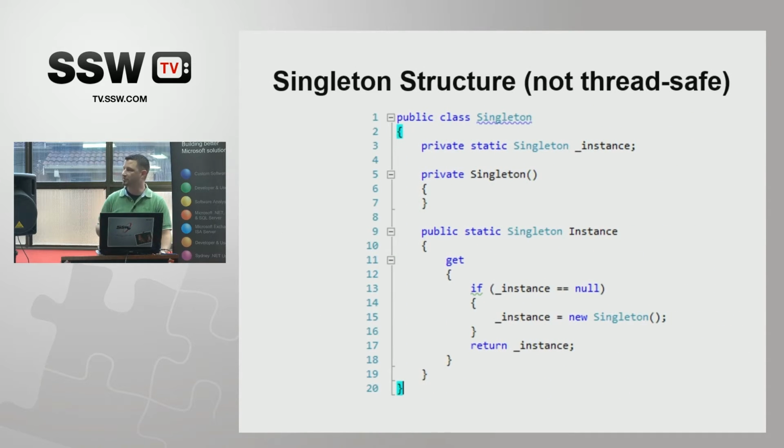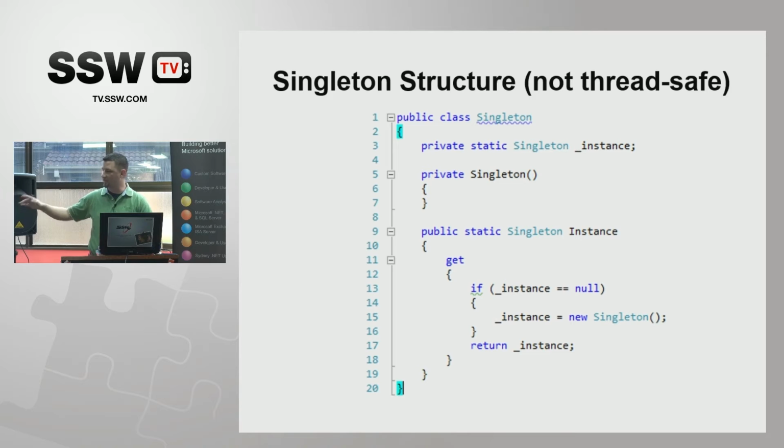And I hope in the back that you can see this, but basically we've got a class called singleton. It has a private static instance of that same type. It's got a private constructor, which means that you can't just new one of these up if you're writing your code. The only way you can get one of these is through a static property called instance in this case, and that's typical.